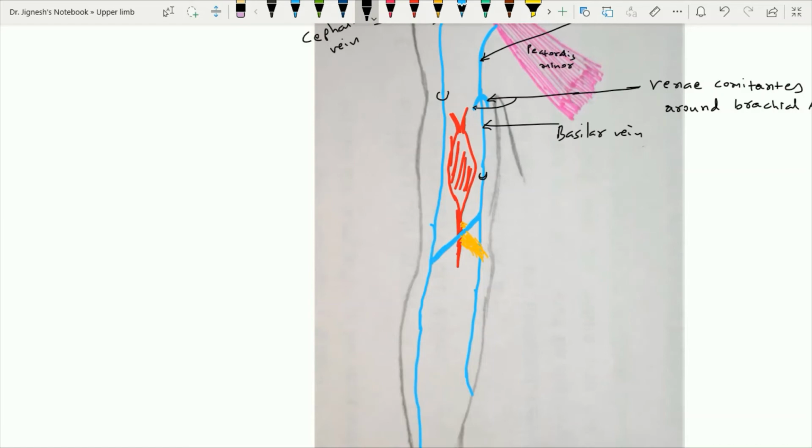So this vein is usually selected for the withdrawal of blood, intravenous injections, blood transfusion, as well as cardiac catheterization. This median cubital vein usually lies between the lateral cutaneous nerve of the forearm and the medial cutaneous nerve of the forearm.